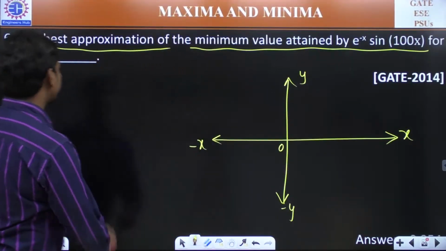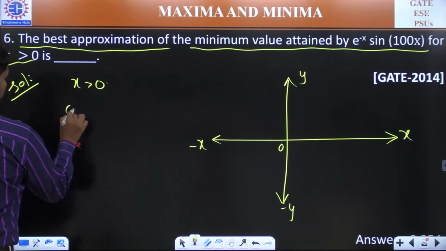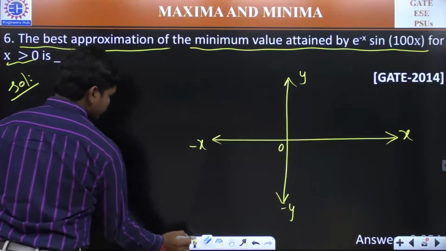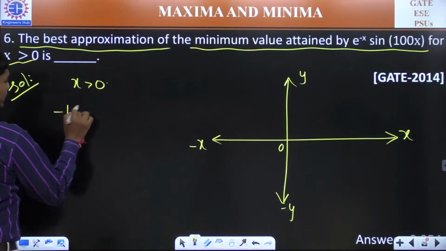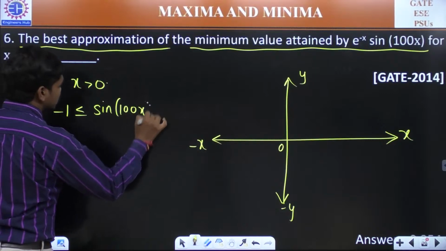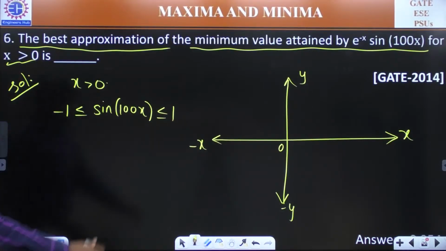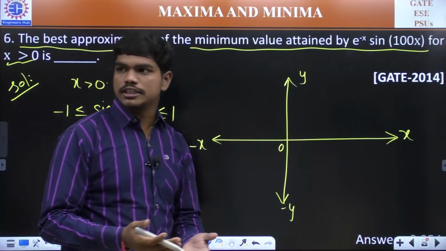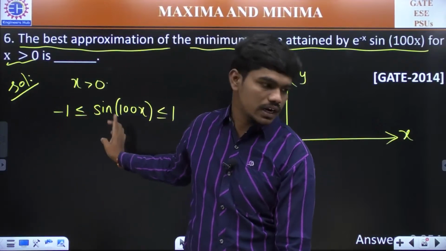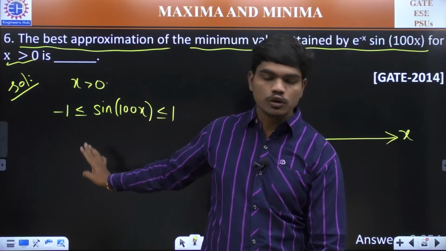Now tell me one thing. Whenever x is greater than 0, minus 1 is less than or equal to sine 100x, which is less than or equal to 1. Will you all agree with me on this point? Of course, whether x is greater than 0 or less than 0 doesn't matter. The sine of something will always lie between minus 1 and 1. Is that clear so far?